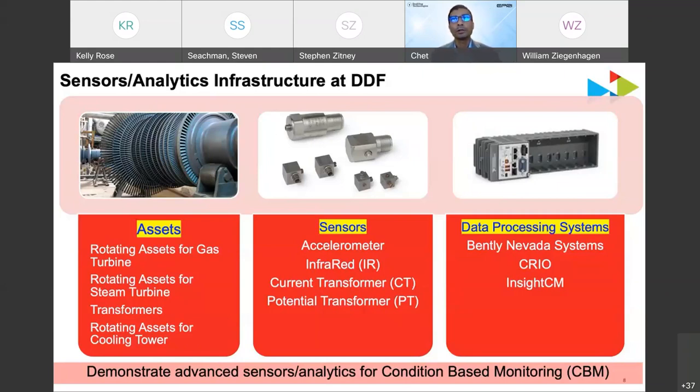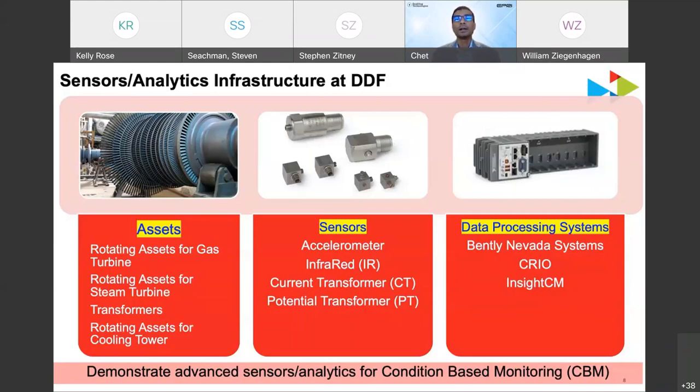We have these sensors installed. We also have sensors installed on rotating assets for cooling tower. And all this data is being collected by the Bentley Nevada systems, Insight CM from National Instruments, through Sirios. And all this data is coming to our monitoring and diagnostic center. So now we have data coming in from different assets to our monitoring and diagnostic center, and we have an advanced pattern recognition tool at the monitoring and diagnostic center. So whenever we see some faults and symptoms, we can look at that and take corrective actions to fix the issues we see at our M&D center.